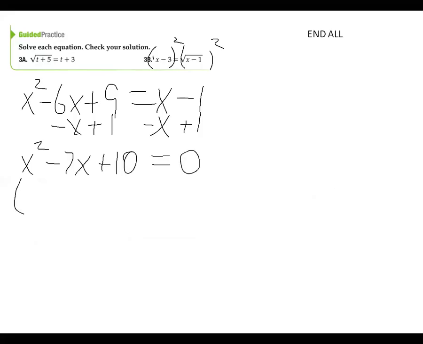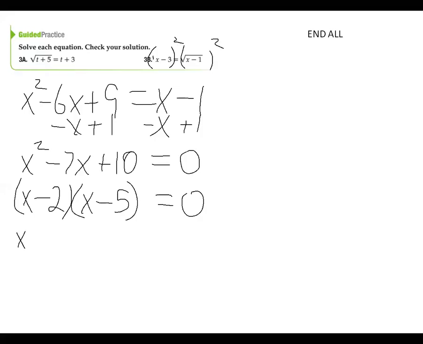So I need numbers that multiply to a positive 10 and add to a negative 7. That means both numbers have to be negative. And the factors of 10 are either negative 1 and negative 10, but those would add to negative 11, or negative 2 and negative 5, which do add to negative 7. So we're good there. I said 5, but we're at 7.